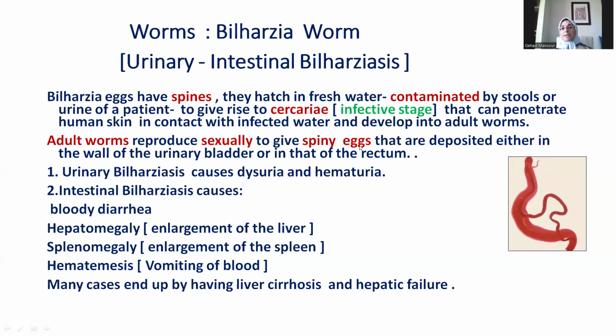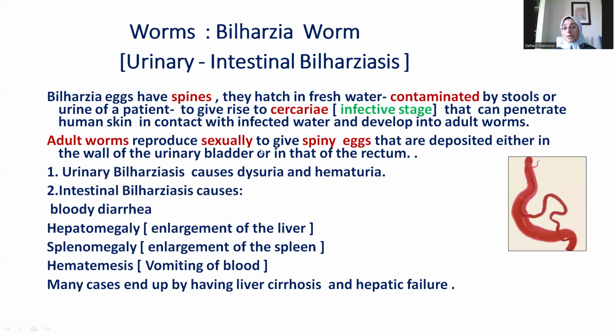This is because the eggs are spiny. They are deposited by the adult female worm in the mucosa of the urinary bladder. They injure the mucosa of the urinary bladder and cause bleeding. So it is associated with hematuria or bloody urine and dysuria or pain during urination.